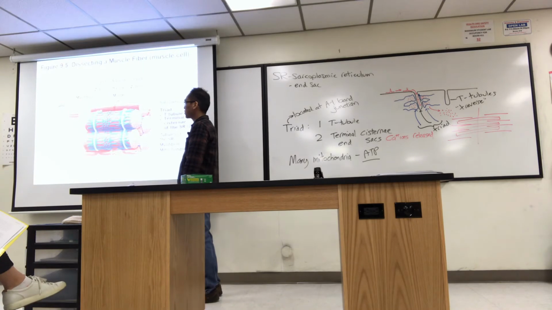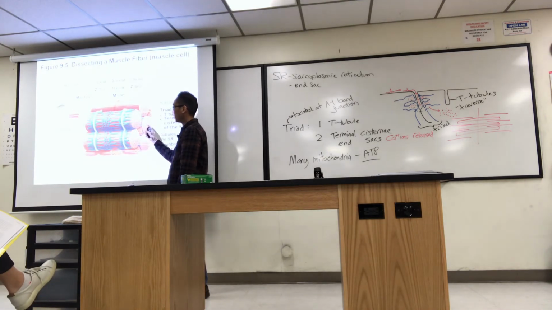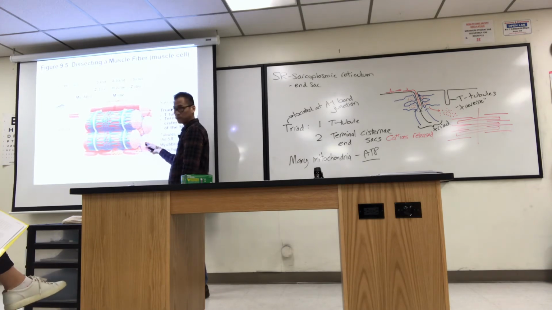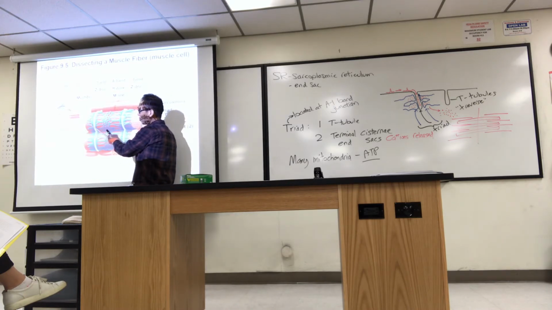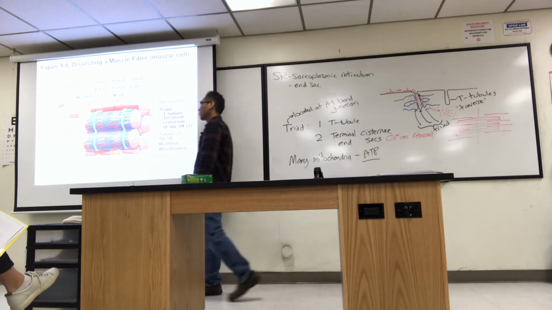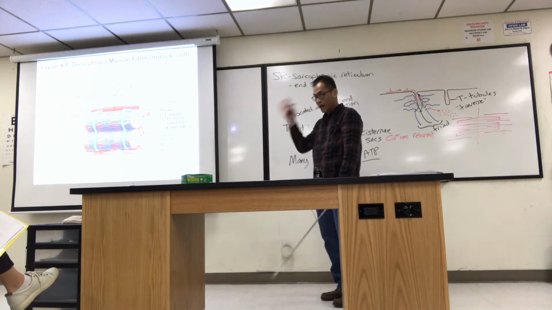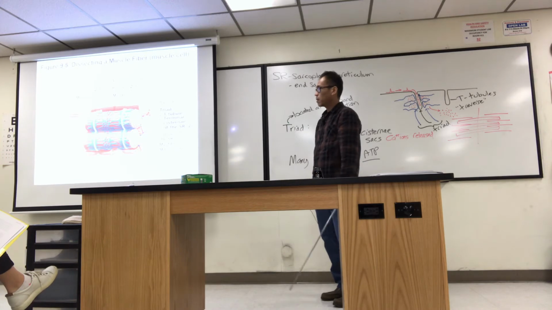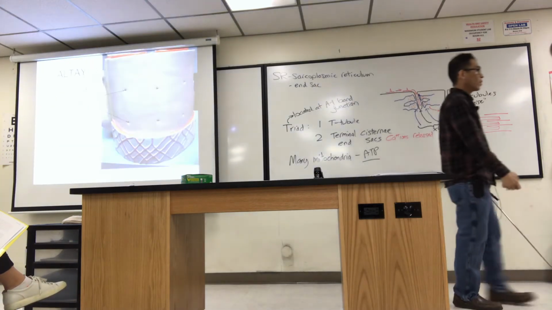Let me go back to this picture here. The T-tubule system allows the nerve impulse to travel to even the innermost myofibrils. Because if it were only on the surface, you wouldn't be able to stimulate the myofibrils on the inside. So the T-tubule allows the nerve impulse to spread throughout the transverse, all the way to the inside of the muscle fiber. Okay, back to where I was.